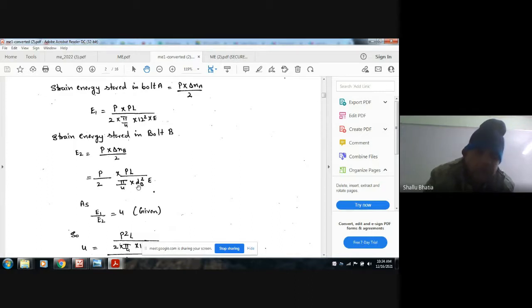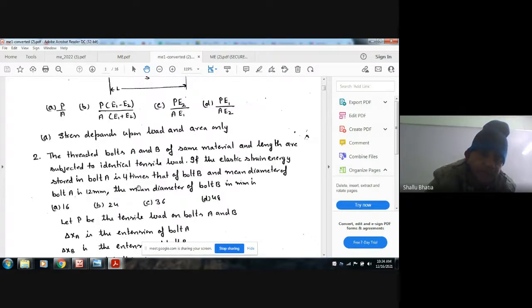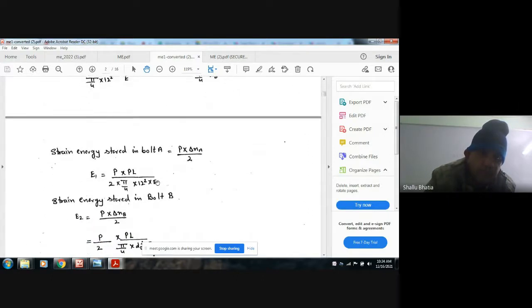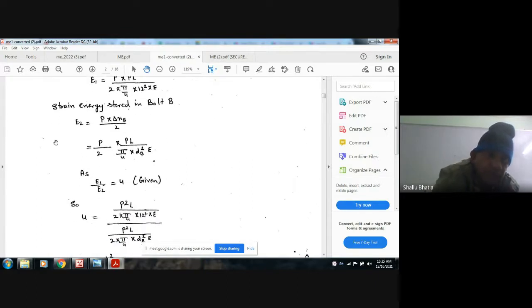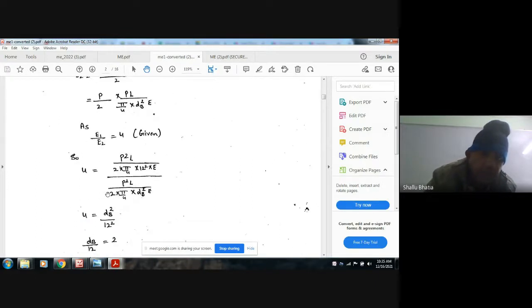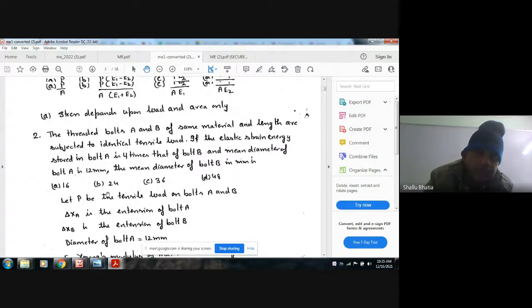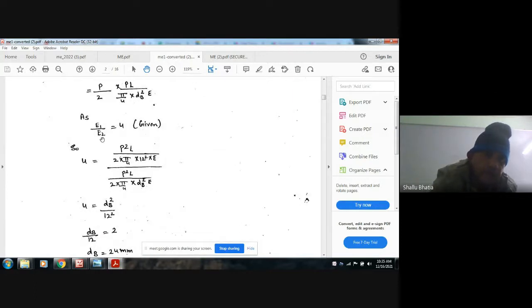So the strain energy stored in the two bolts are in the ratio of 4. As it is given, the elastic energy of bolt A is 4 times that of bolt B, so E1 by E2 is 4. From this, we can calculate dB by putting in E1 and E2. So dB is 24 mm, and the answer is option B. Next question.